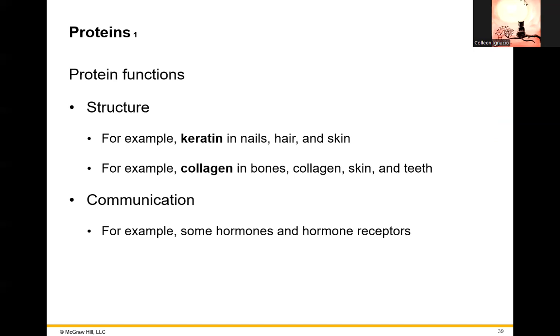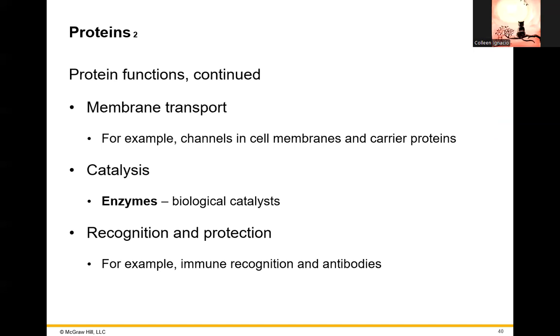Okay, proteins are also important because some hormones and hormone receptors are made of proteins. Proteins are also important because they are the key in membrane transport. They form channels that help things to go in and out of the cell if those things are too large to go through that phospholipid bilayer. Okay, and so proteins are also important because they help to form enzymes, and enzymes help to break things down. Okay, and so enzymes help to speed up these chemical reactions.